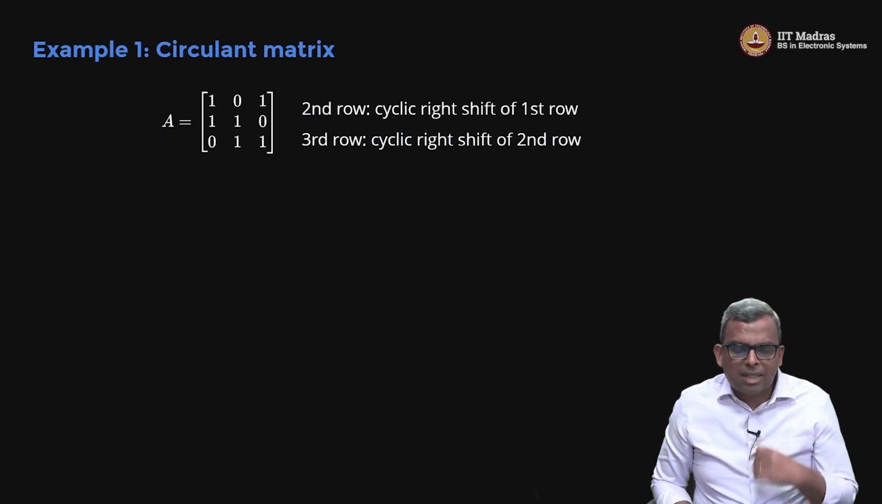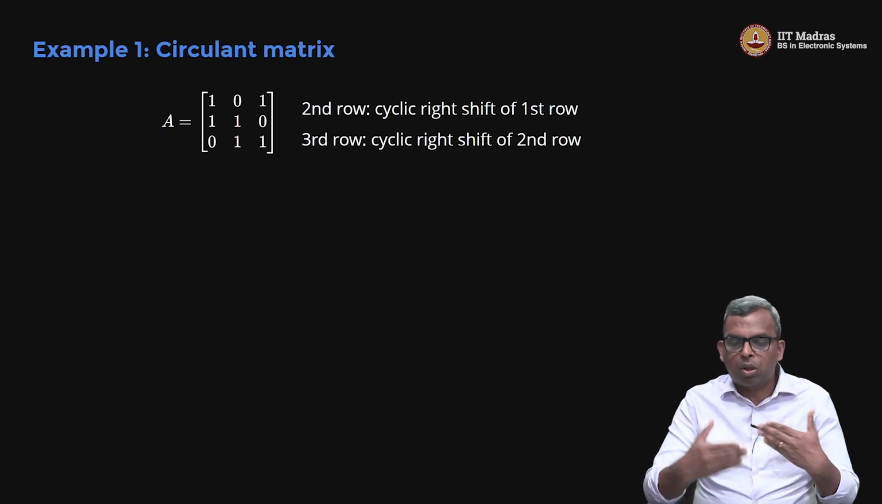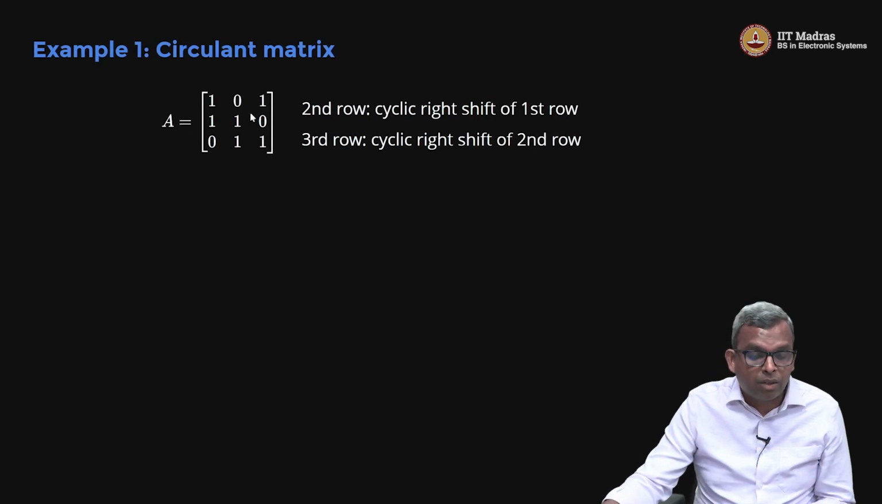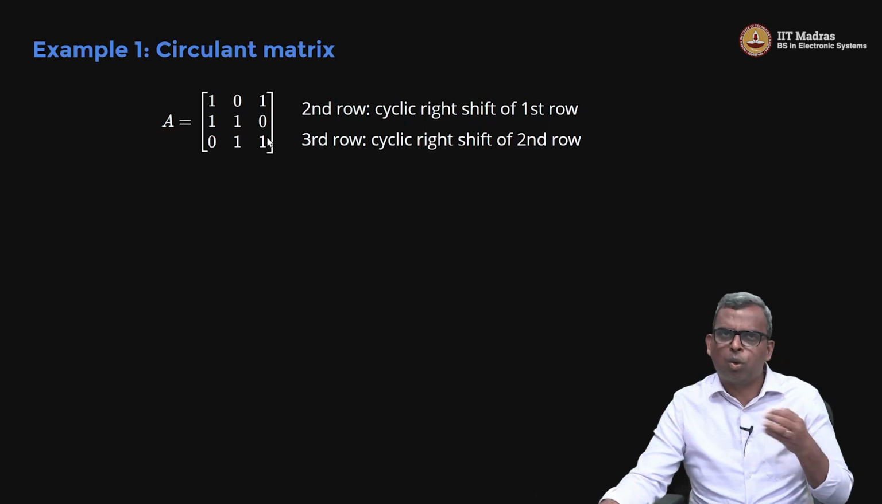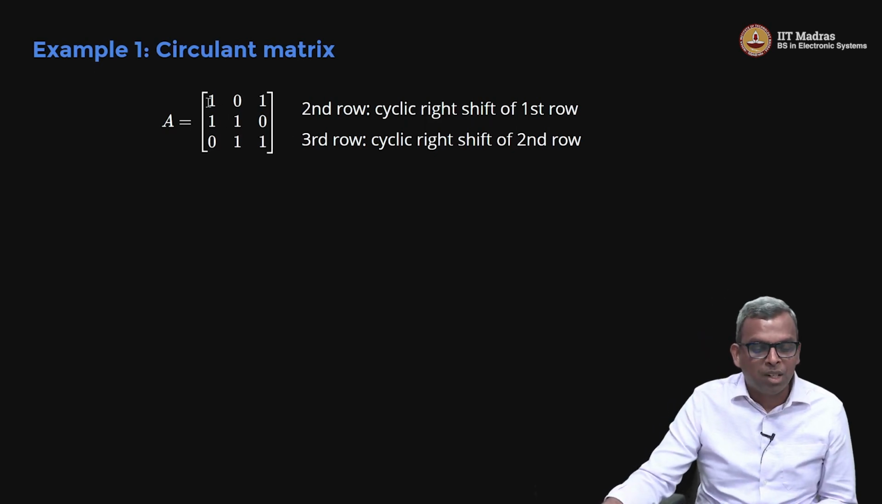Okay, so let's start with an example. In this first lecture, I'm going to give you a few examples to get you thinking about how this works. Here is a very simple example of a circulant matrix. It's got only ones and zeros. How much more complicated can it be? So 1 0 1, 1 1 0, 0 1 1, and you can see the property here.